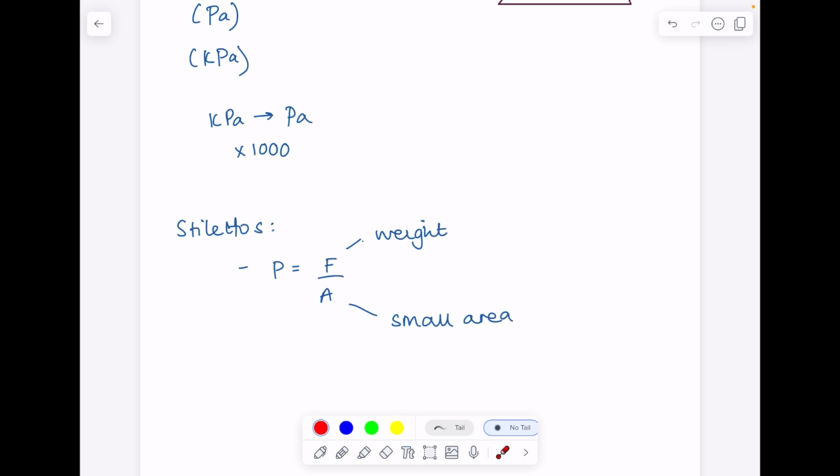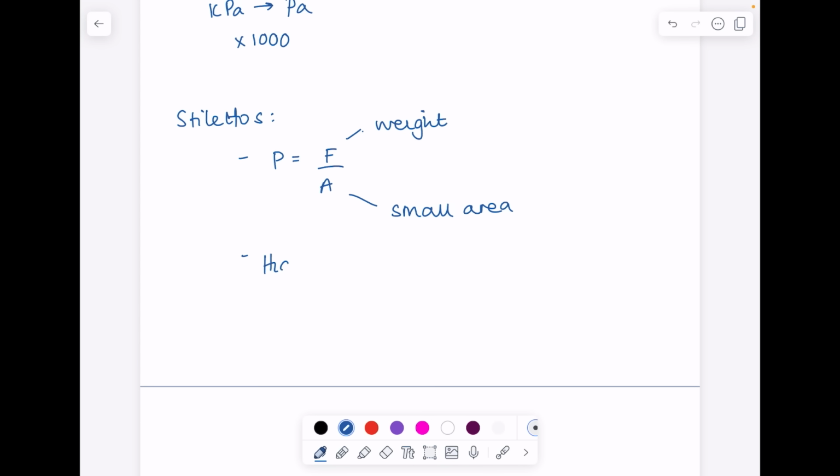But what happens then is because you've got a larger number divided by a very small number, that means that your pressure value is very high. High pressure causes damage to wooden floors. Just trying to give you some context here.